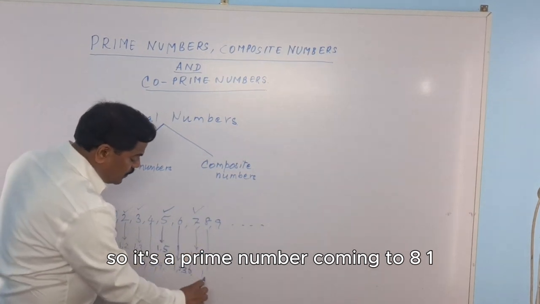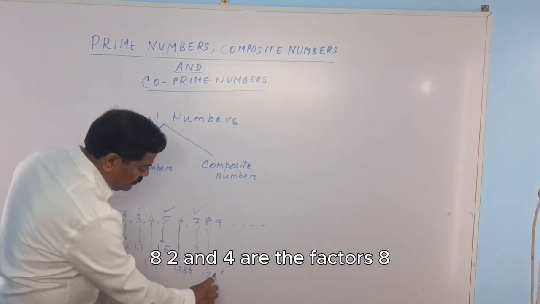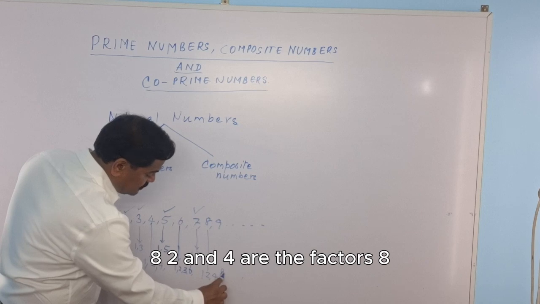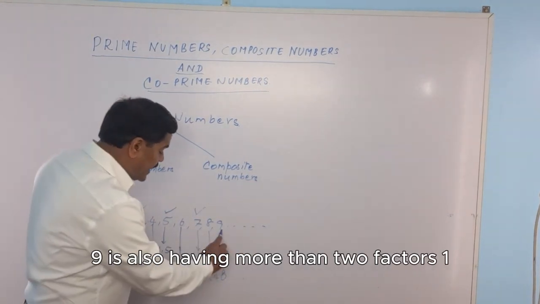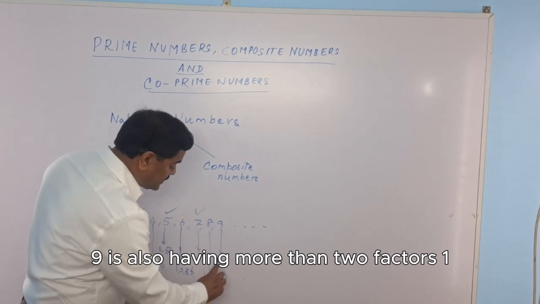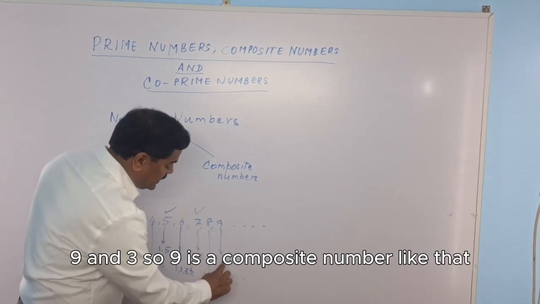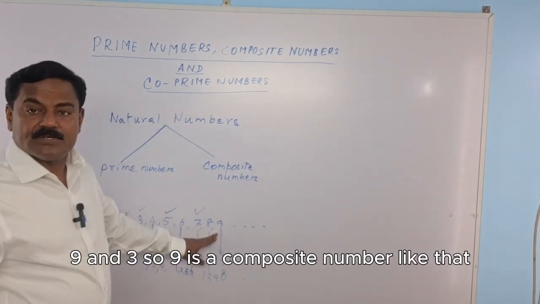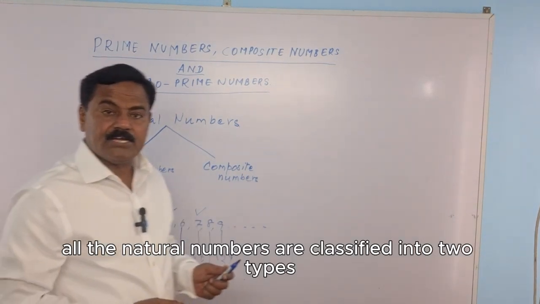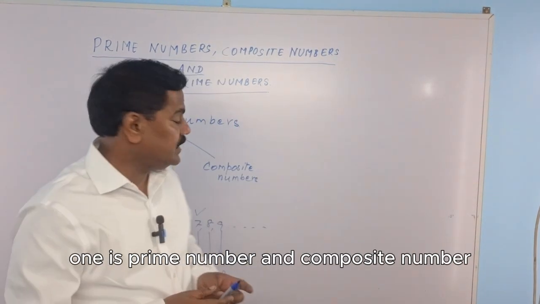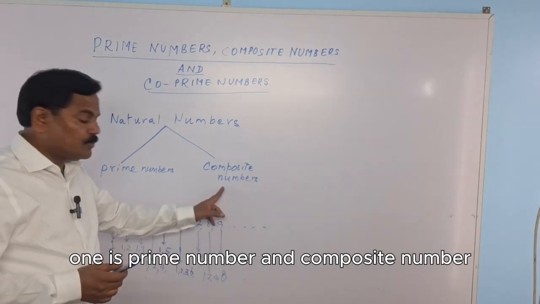Coming to 8. 1, 8, 2 and 4 are the factors, so 8 is a composite number. Coming to 9. 9 also has more than two factors: 1, 9 and 3. So 9 is a composite number. Like that, all the natural numbers are classified into two types: prime numbers and composite numbers.